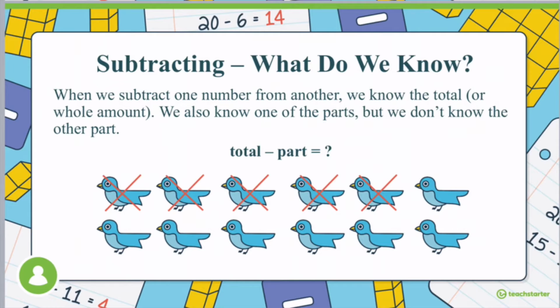We've got a total of 1, 2, 3, 4, 5, 6, 7, 8, 9, 10, 11, 12 birds in total. And we're taking away 1, 2, 3, 4, 5. So we've got 12 birds in total, taking away 5 of them. How many are left over? We can work that out, and it is 7.